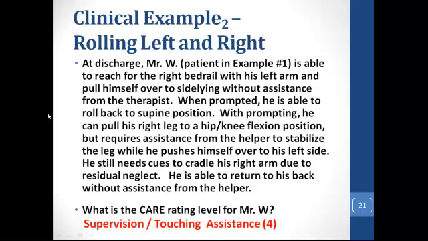The best choice is supervision or touching assistance. The patient is able to roll to one side without assistance from the helper and requires verbal cues and steadying from the helper to roll to the other side. He is able to return to his back without assistance from the helper. And remember, there are more examples in the training manual.